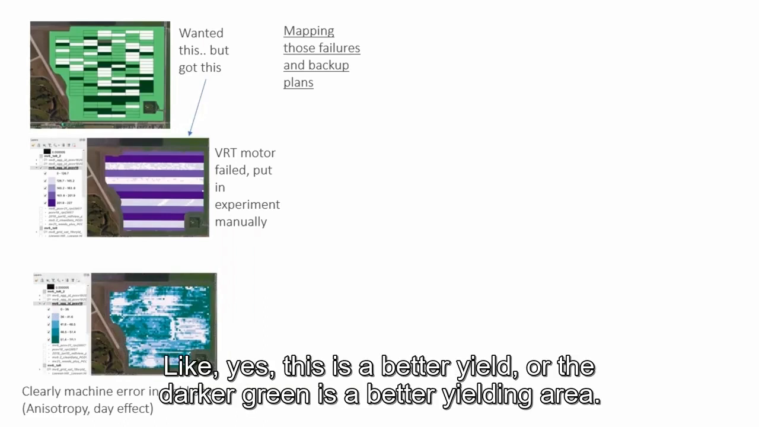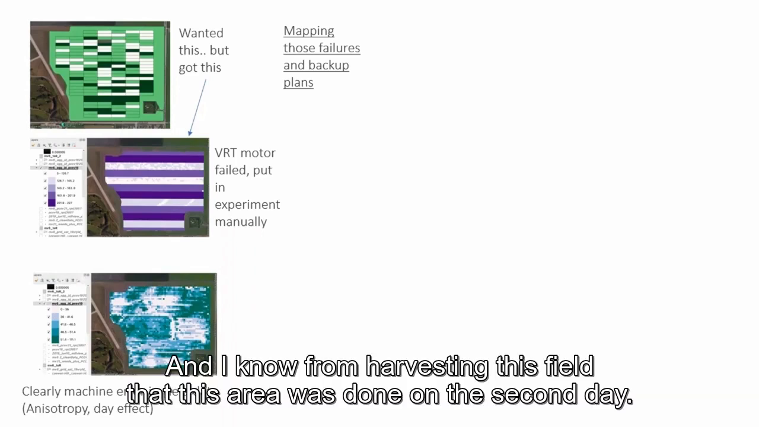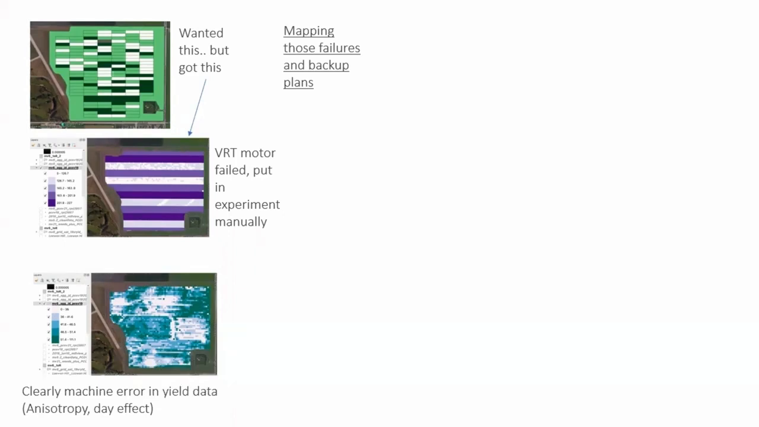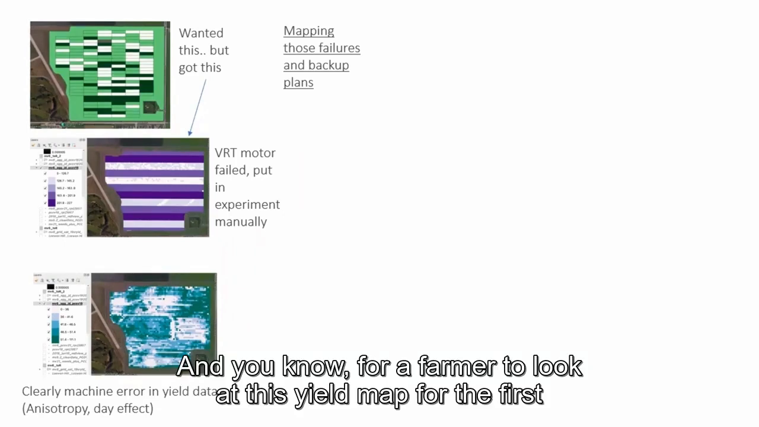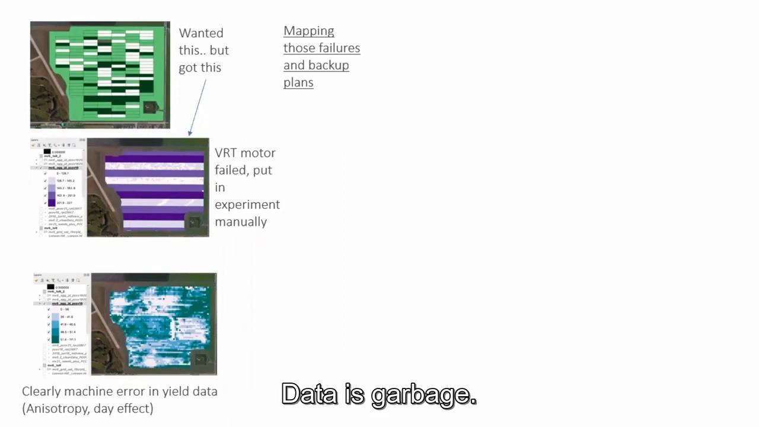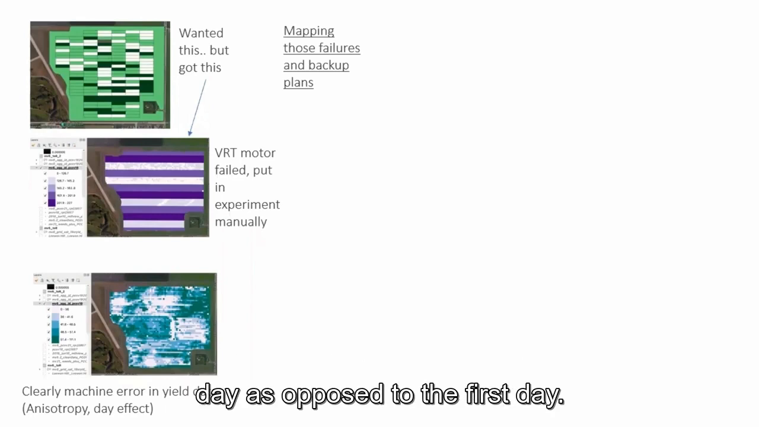Yes, this is a better yielder. The darker green is a better yielding area, but there are these essentially white boundaries around this part. And I know from harvesting this field that this area was done on the second day. So there's some sort of day effect that has happened with this data. For a farmer to look at this yield map for the first time, they would say, well, that data is garbage. There's clearly machine error. It's clearly doing something different on the second day as opposed to the first day.